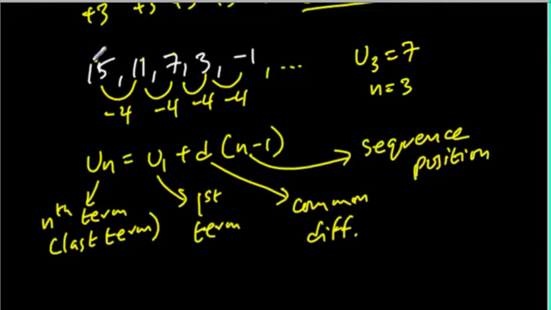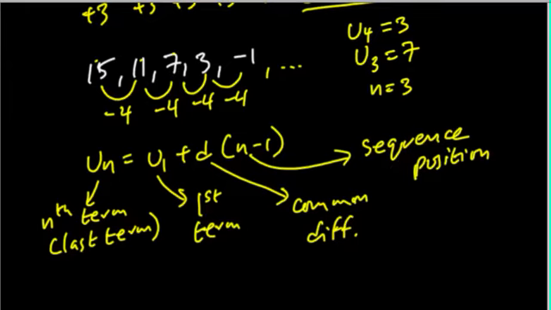For example, 15 is in the first position, so n would be 1. 11 in this case would be the second position, so n is 2. 3 in this case is in the fourth position, so n would be 4. u4, however, would be 3, because the fourth term is this one, which is equal to 3. I hope that makes sense.